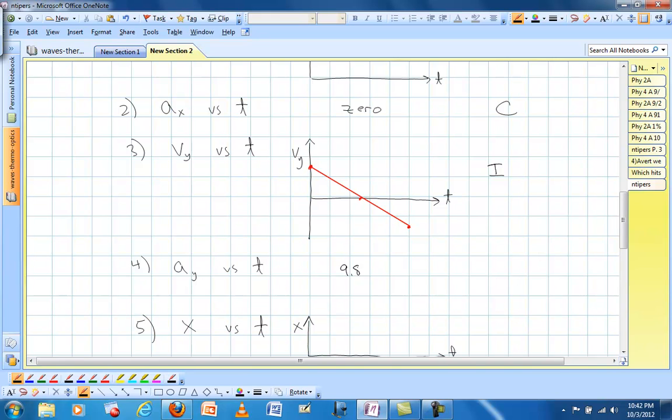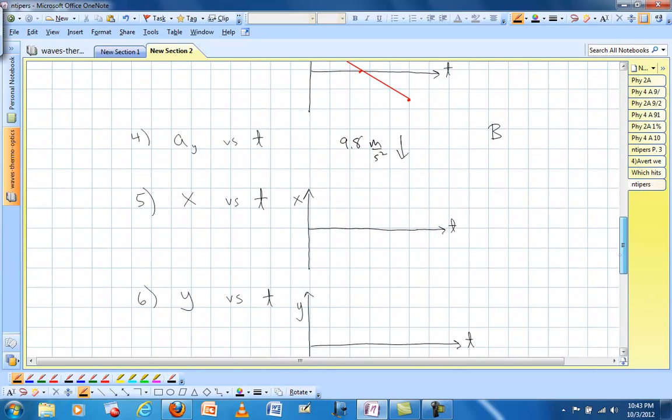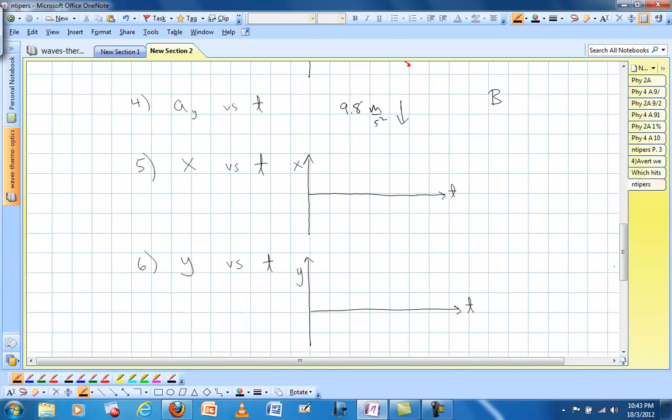The acceleration in the y direction versus t, well, we know what that is. It's 9.8 meters per second squared in the downward direction, which is the negative direction. It's constant and negative, so that looks like graph B. And I know they only asked for 4 items, but why don't you pause the video and see if you can plot these last 2. The horizontal position versus time, x versus time, and the vertical position versus time, y versus time.